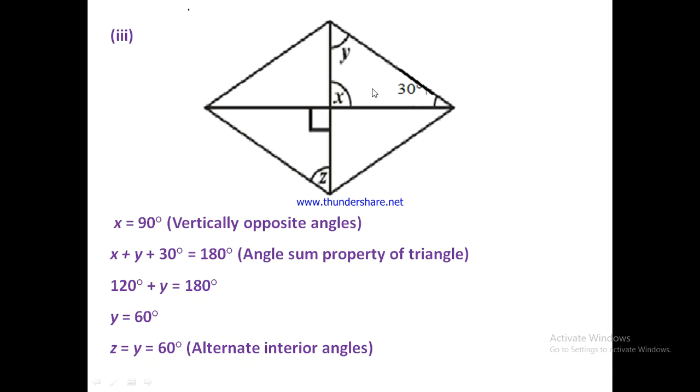Okay, so we can use angle sum property of a triangle to find the value of y. So x plus y plus 30 will be equal to 180 degree, as we know that sum of interior angles of a triangle is equal to 180 degree. So value of x is 90, plus 30, 90 plus 30 is 120, plus y is equal to 180 degree. So y will be equal to 60 degree. Now we have value of y.